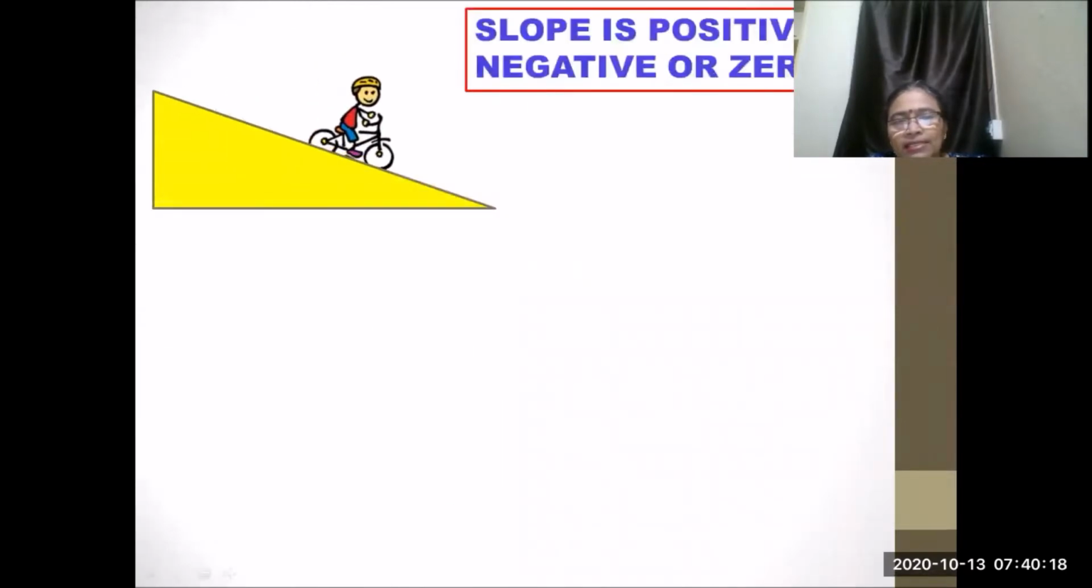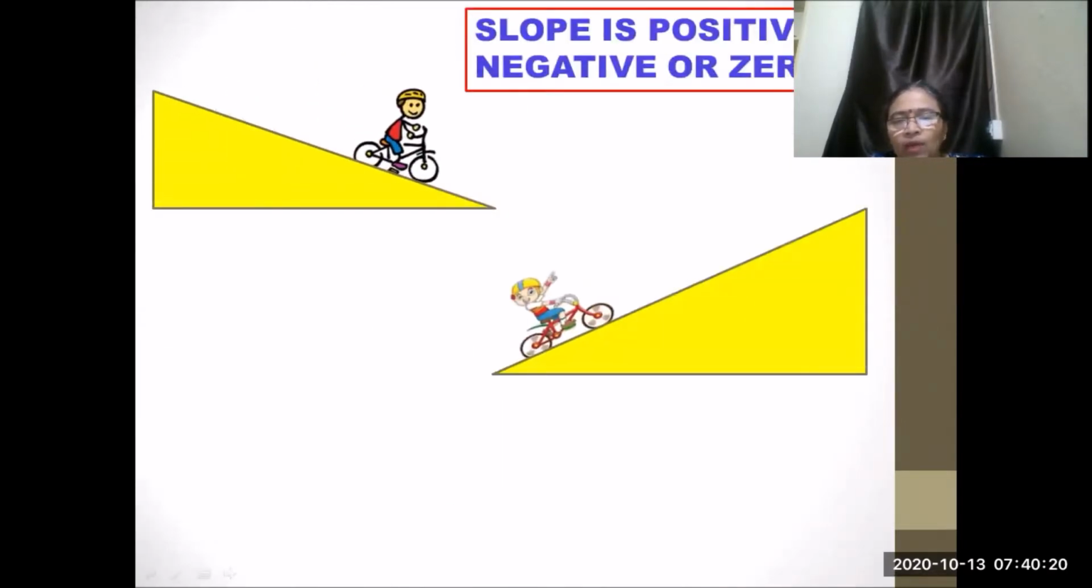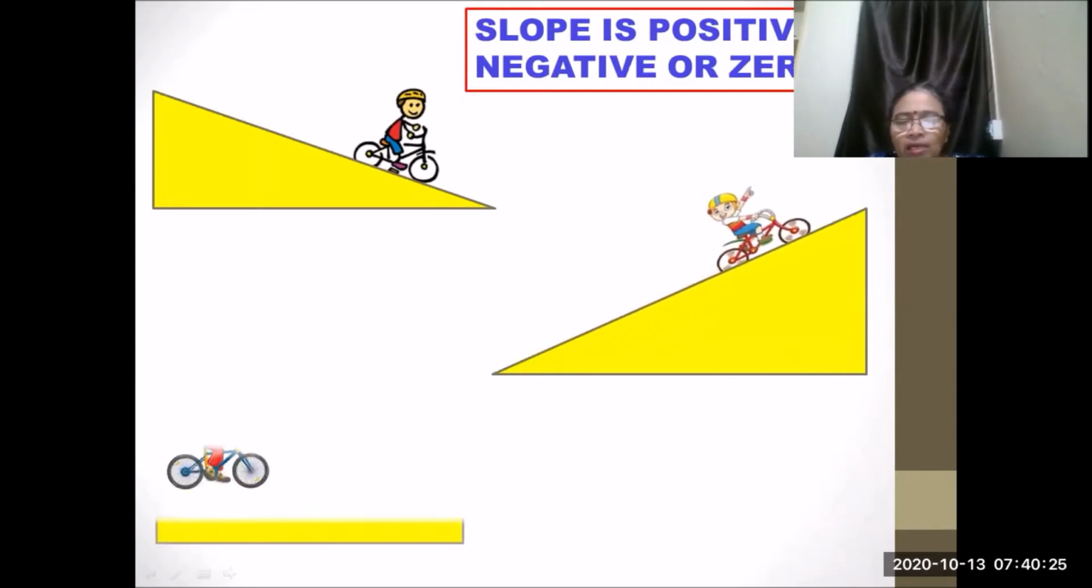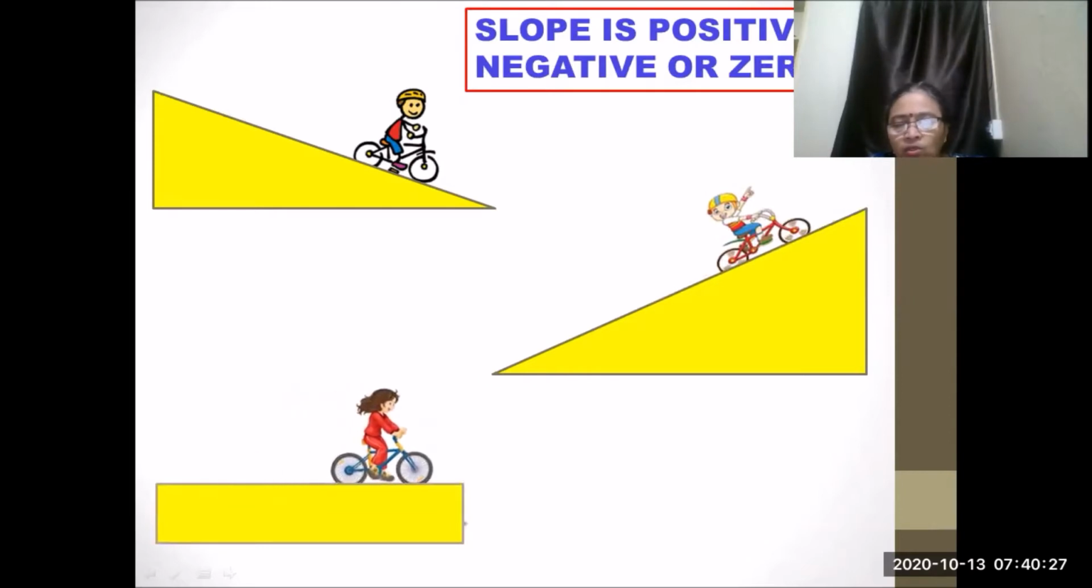The first cyclist is descending from left to right, and the second one is ascending from left to right, and the third one is going on a plane, horizontal plane. So in the first case, it will be a negative slope. Why? Because the line is moving from left to right, the x increases, y decreases, and in the second case, it is a positive slope, and the third one, the slope will be 0. On a horizontal plane, parallel to the x-axis, the slope will always be 0.